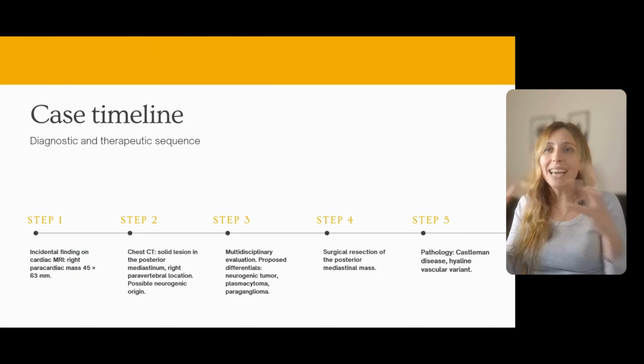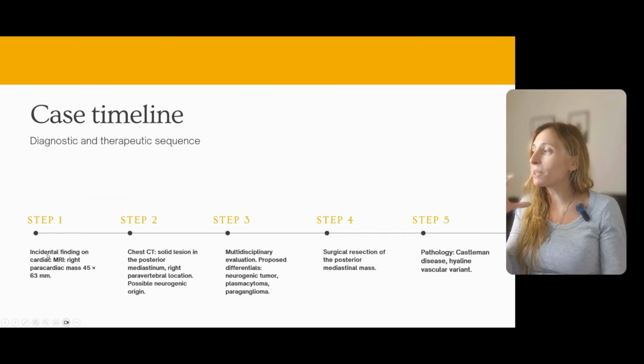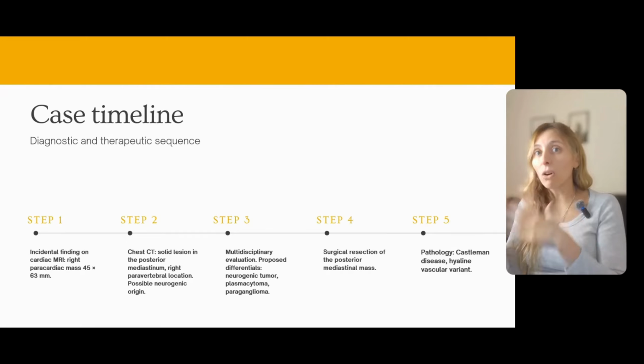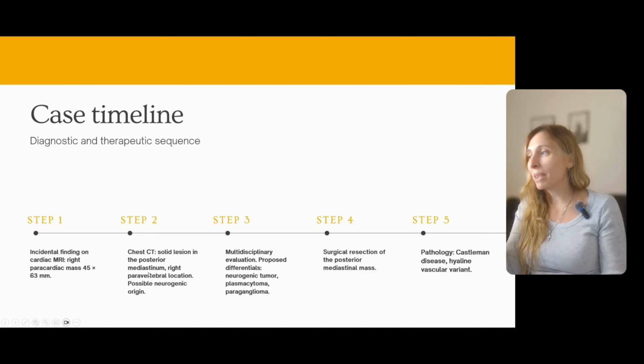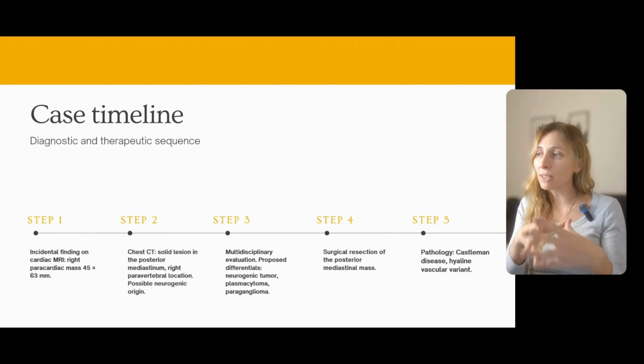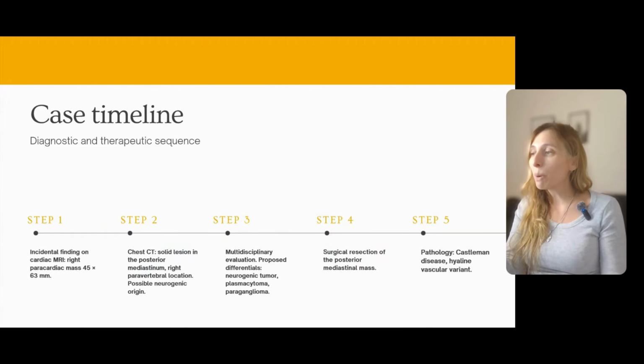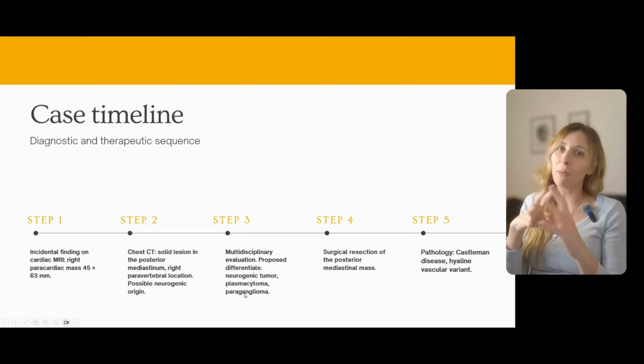So which was the timeline? The step one for us was this incidental finding on cardiac MR. The second step for us was to perform a contrast chest CT, which showed a solid lesion in the posterior mediastinum. The step 3 was multidisciplinary evaluation. We proposed differentials focusing on the paraganglioma option.